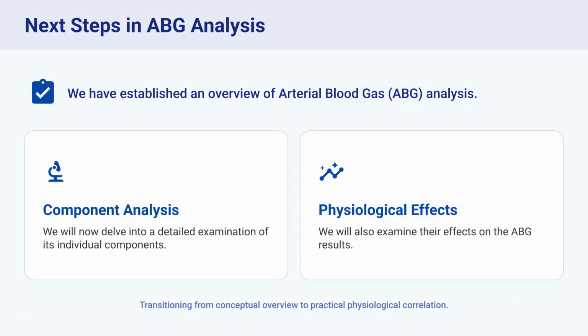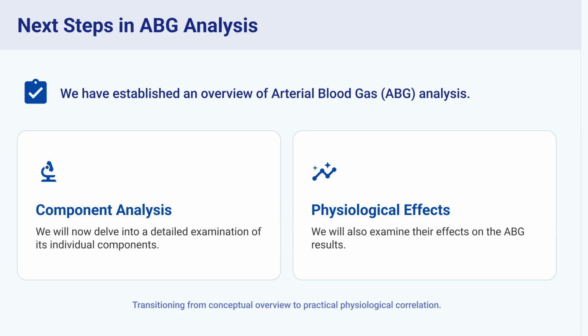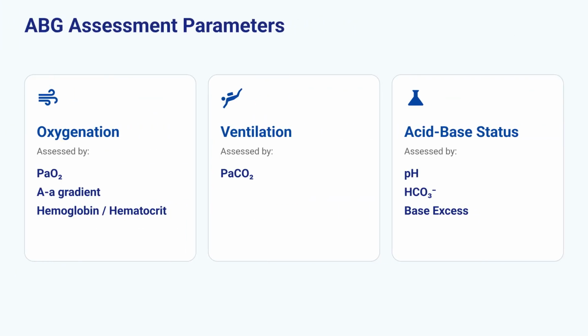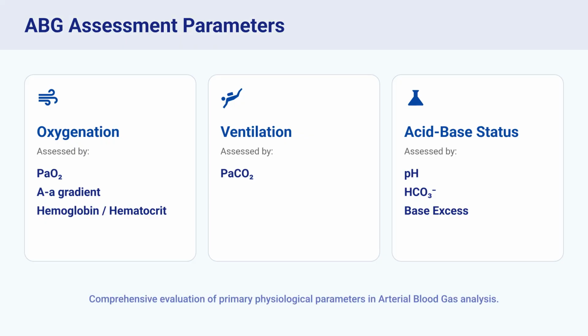We have covered the basics of ABG analysis. Next, we will delve into a detailed examination of the individual components and their physiological effects on ABG results. ABG assessment parameters fall into three categories. Oxygenation is assessed by PaO₂, AA gradient, and hemoglobin. Ventilation is assessed by PaCO₂. Acid-base status is assessed by pH, HCO₃, and base excess.